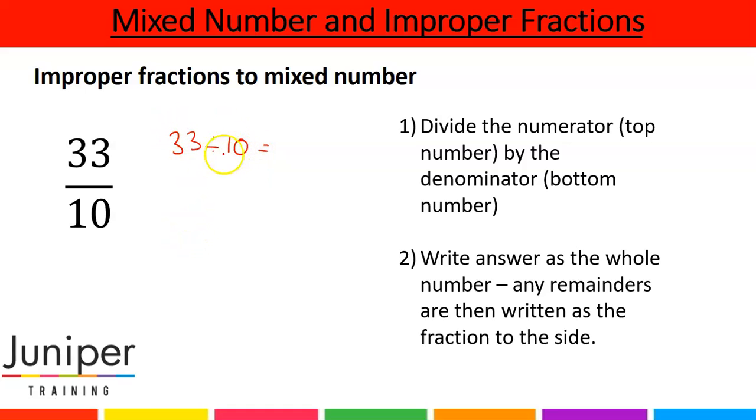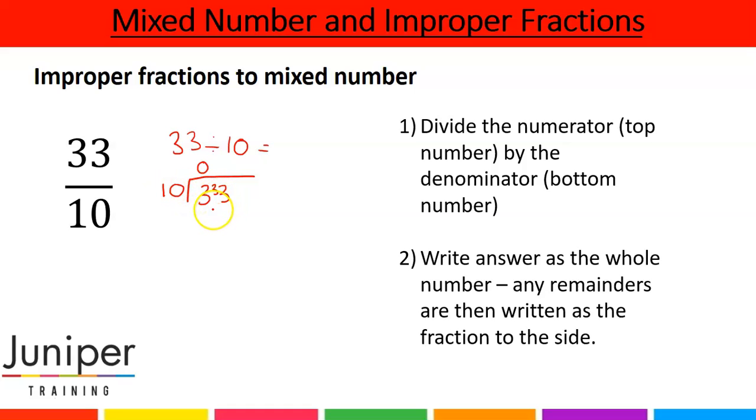33 divided by 10. Now, if you're not sure, you could use the bus stop method or you could do it mentally. I can do it mentally, but I'm going to model the bus stop method if you weren't sure. So we're dividing 33 by 10. How many 10s fit into 3? 0. Oh, we've ended up back in this. This is the thing with bus stop. You can sometimes just end up with what you got to begin with.